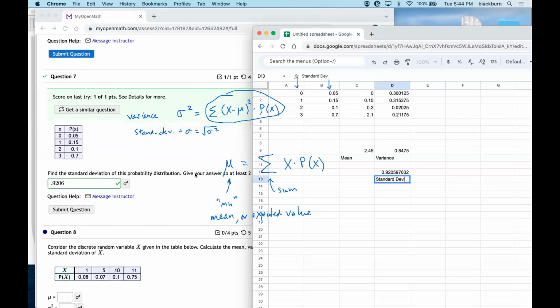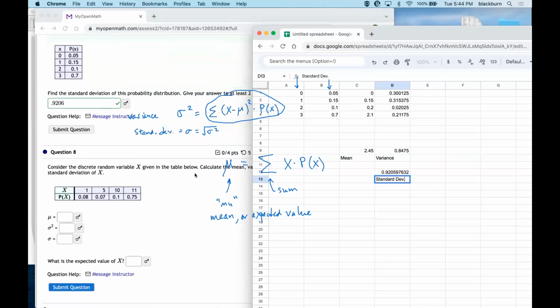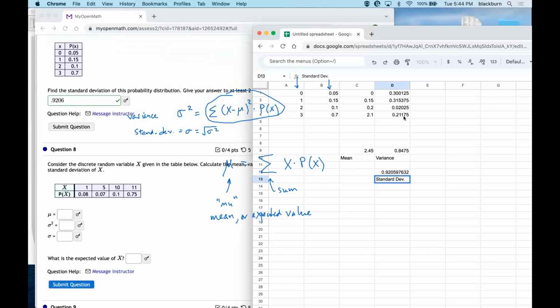Let's do one more like this. If we look at number 8, the beautiful thing is now that these formulas are in there, I would only have to edit where I have these down arrows, and the rest of them should fill in. So let's see if it works. X is 1, 5, 10, or 11, and I change my P of X's to 0.08, 0.07, 0.1, and 0.75. And everything now just changed to the new values, right? So those are actually going to be the correct answers.